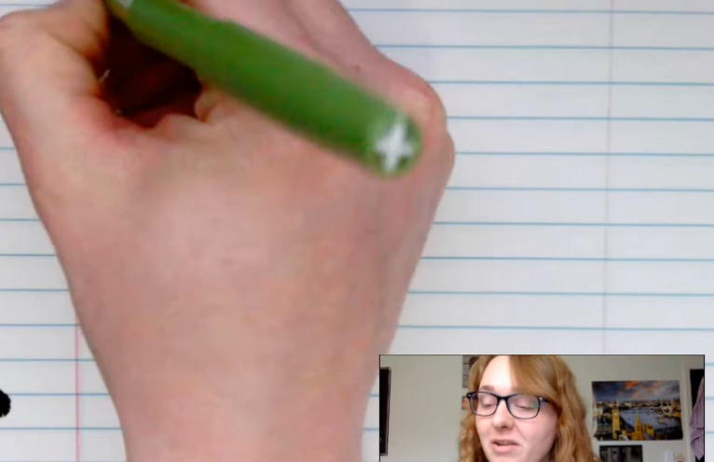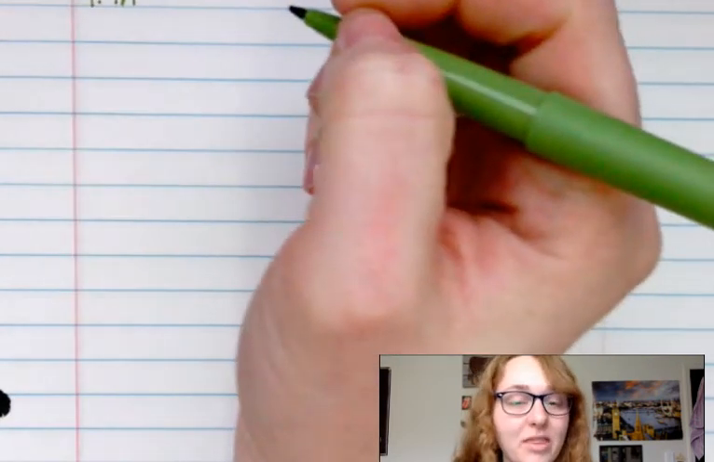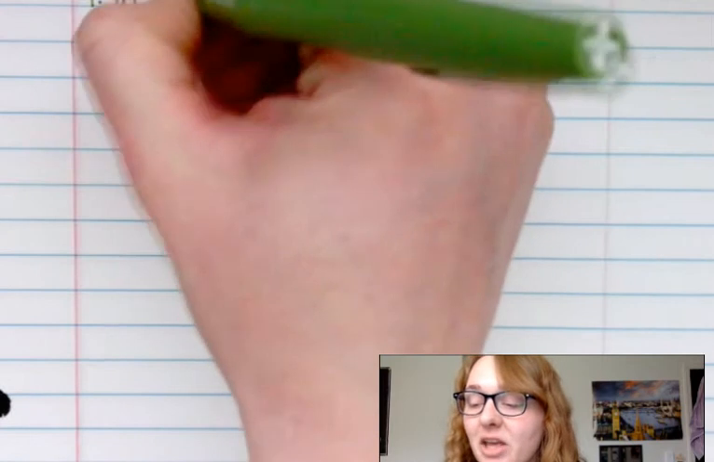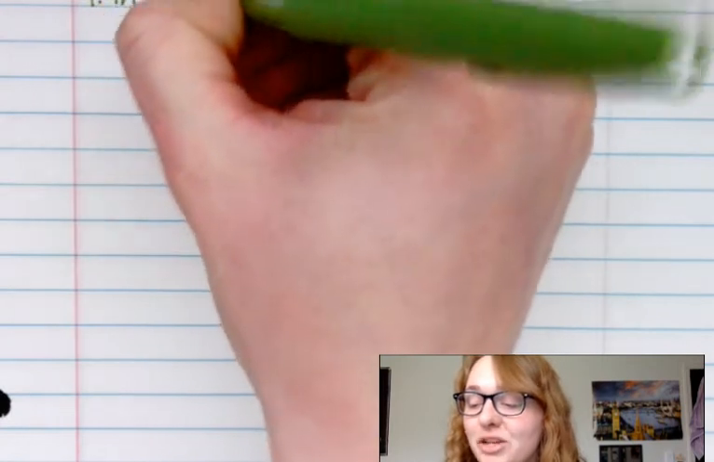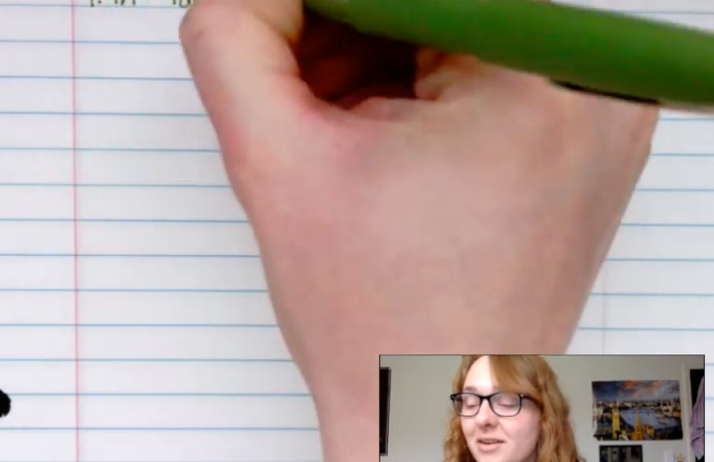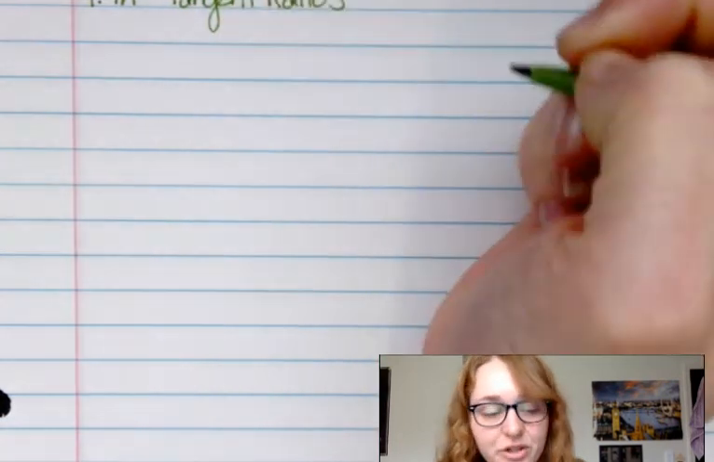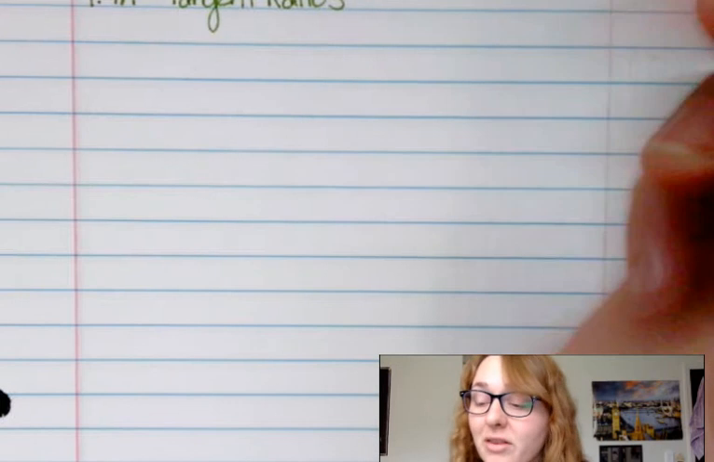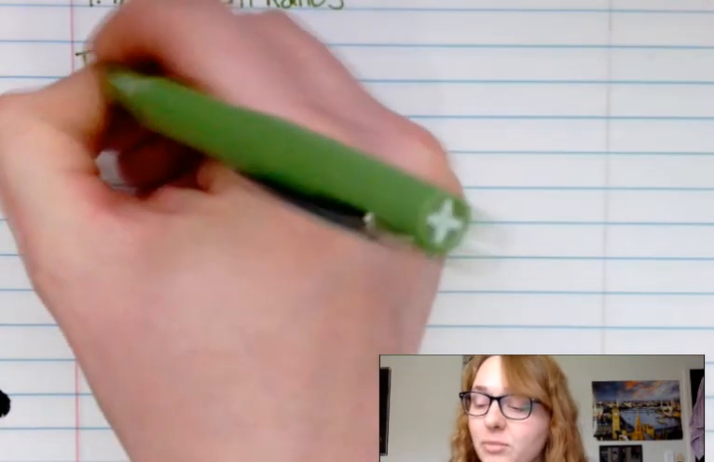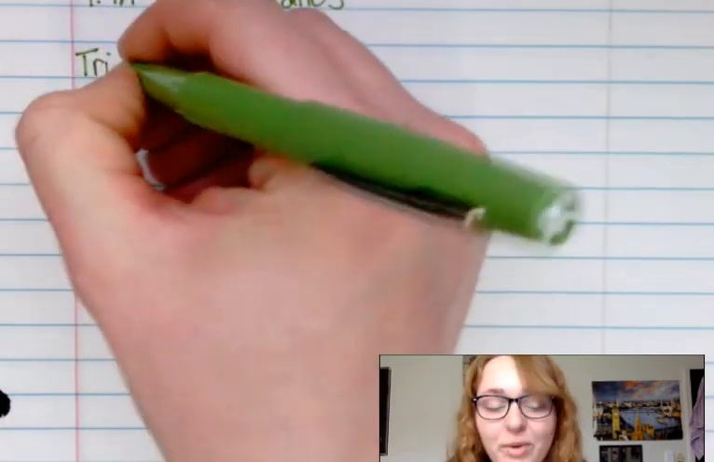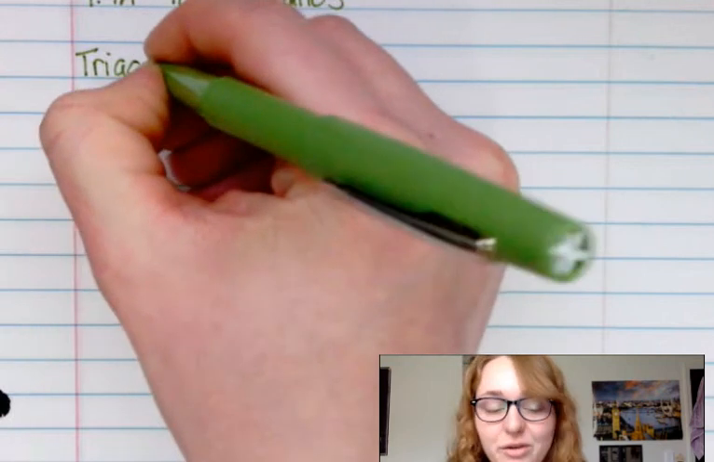Today we are talking about 9.4a. We're completely skipping over 9.3. And today we're going to be talking about tangent ratios. Now, tangent ratios and two others that we will be talking about in the future here are examples of trigonometric ratios or trig ratios.